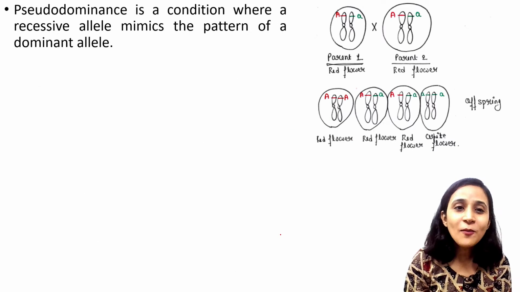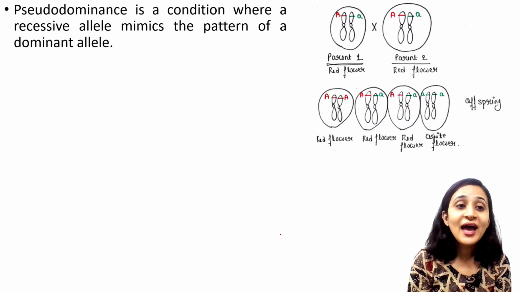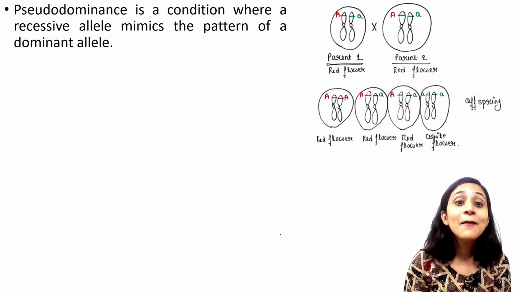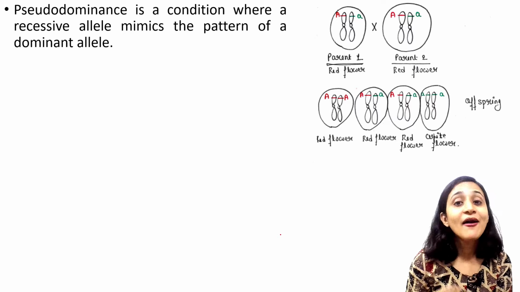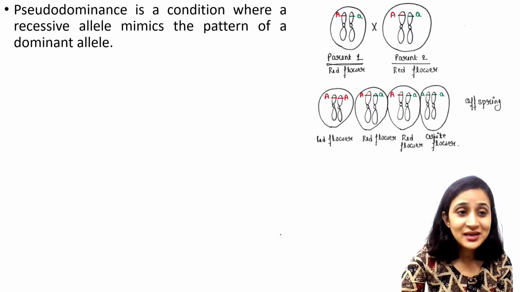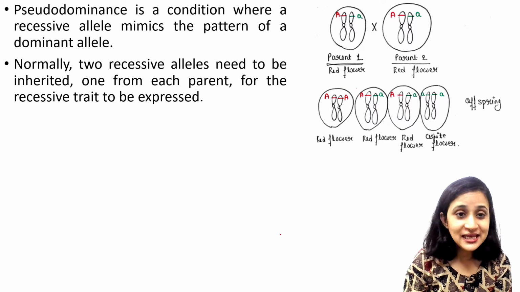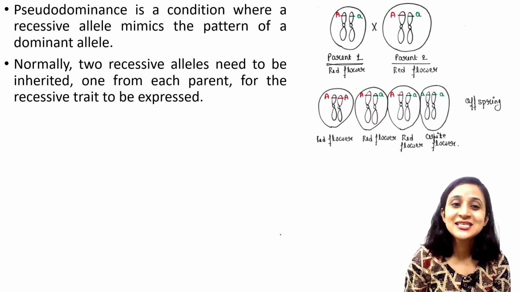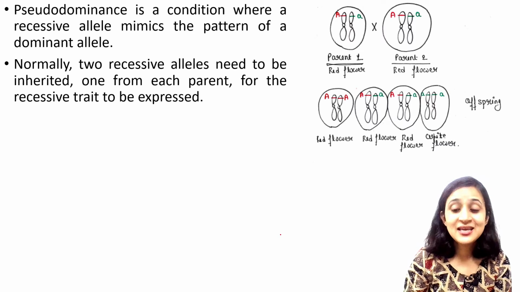So basically, pseudodominance is a condition where a recessive allele mimics the pattern of a dominant allele. Normally, two recessive alleles need to be inherited, one from each parent, for the recessive trait to be expressed.